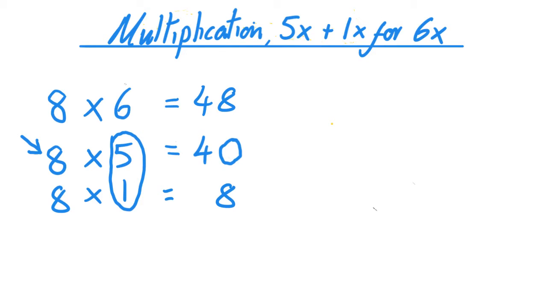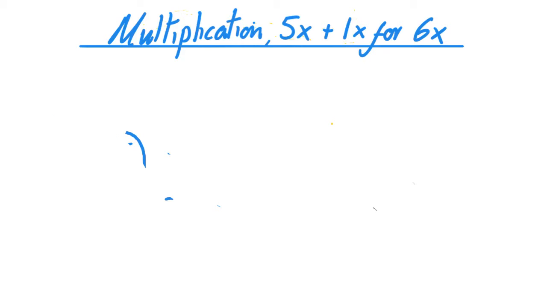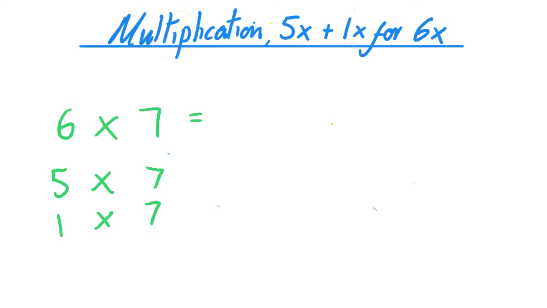Let's look at another example. This time we'll look at, let's say, 6 times 7. We'll do the same thing again. We'll split our 6 into 5 times 7 and then 1 times 7. We're still multiplying it by 6, but once again we've broken it up into the 1 times and 5 times.